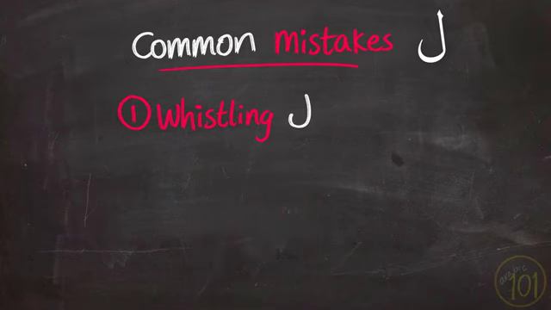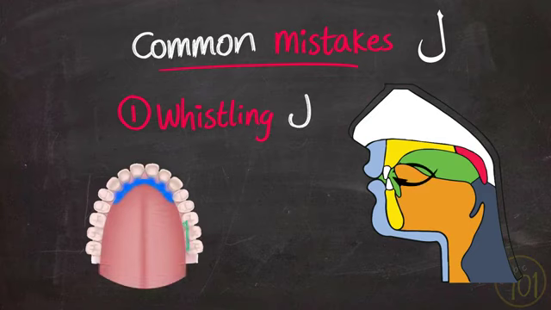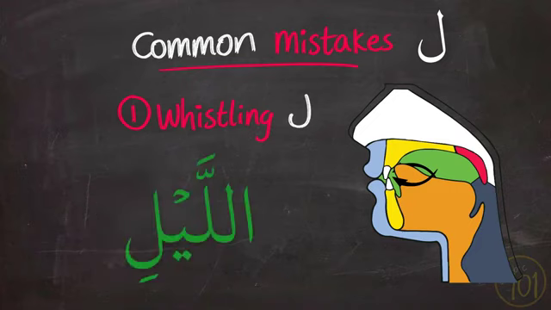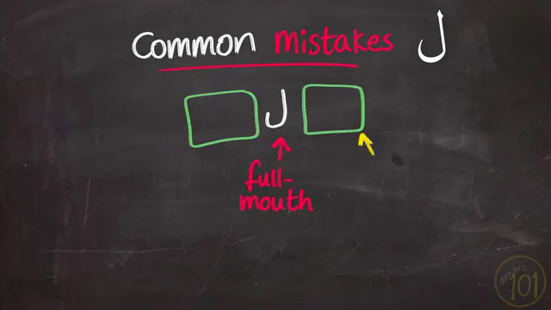Al-layl. And the solution is to press the front edge of the tongue in the proper spot, allowing air to escape from both sides of the tongue. Al-layl. The second mistake is pronouncing lam as full mouth when surrounded by full mouth letters.